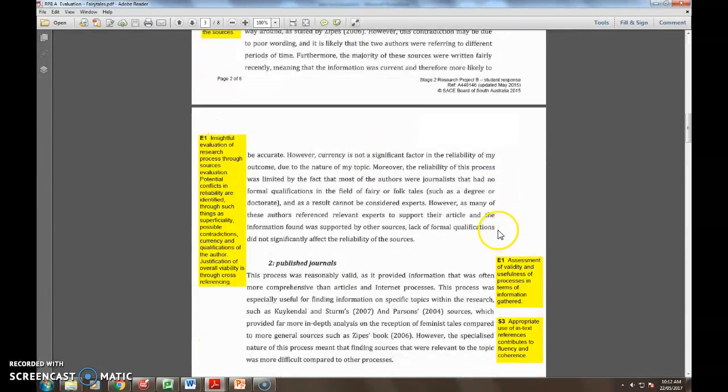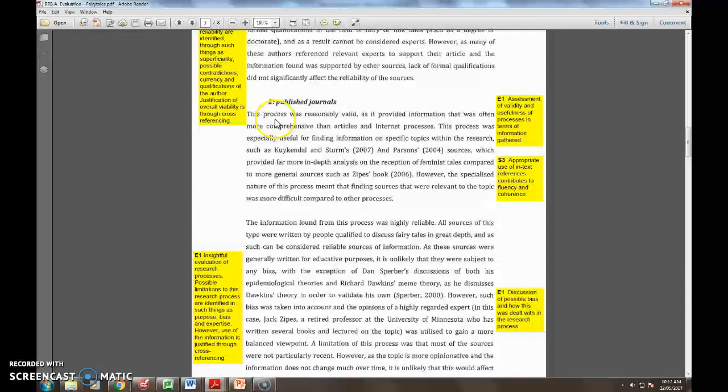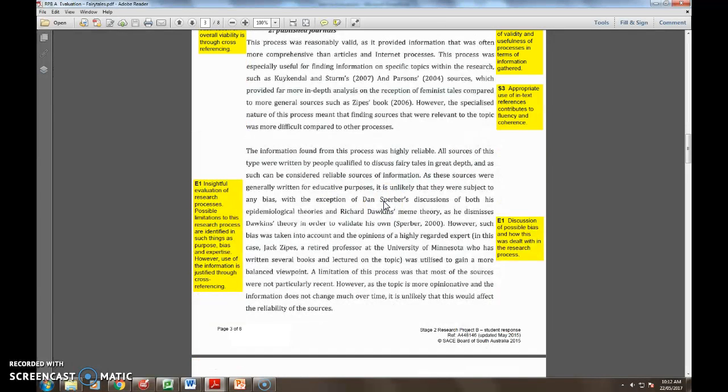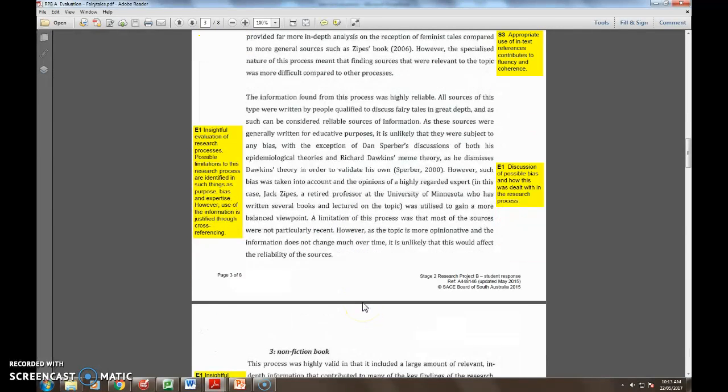That's a good example. If we continue down, we've then got published journals. Again, it was reasonably valid. The reason for this being so on and so forth. They've actually referenced a couple of specific pieces of information, so there will be a reference list provided at the end of this evaluation as well. It's unlikely that they were subject to bias because so on and so forth. So again, we're looking at the quality of the research, and they're making judgment calls about the quality of the research that they have found. Okay. They've also spoken a little bit about a limitation of the process, was that most of the sources are not particularly recent.